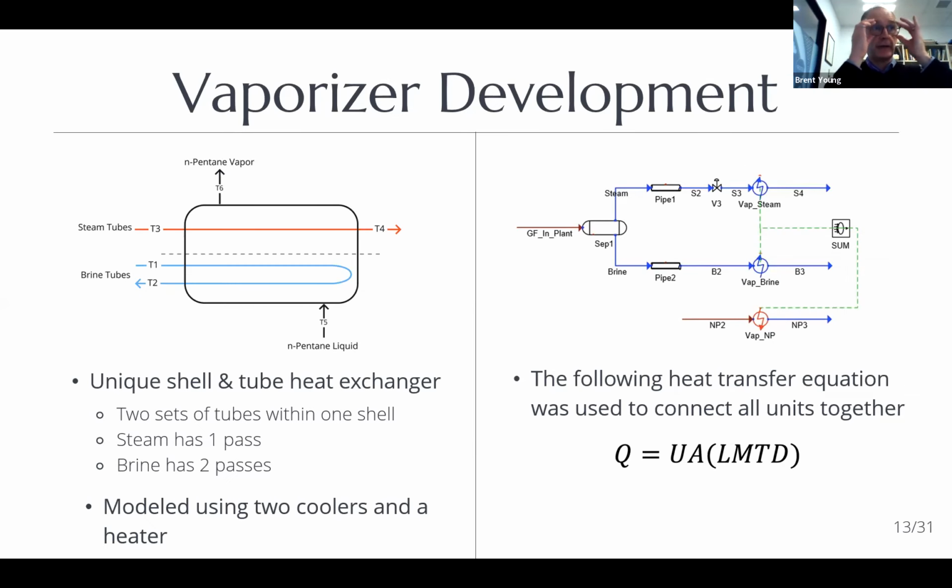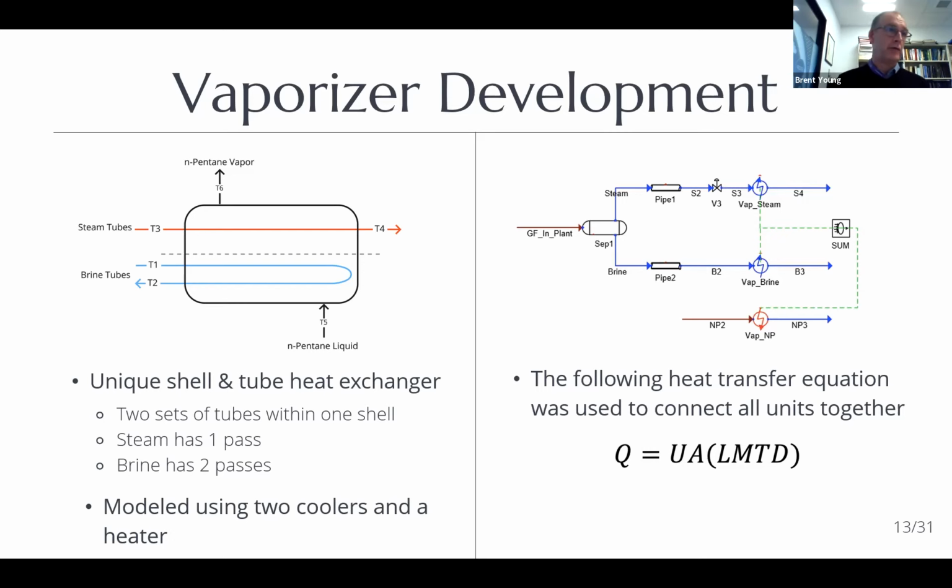The vaporizer itself is schematically shown here on the left-hand side. It's a bit of a unique design in that there's 2 sets of tubes within one shell. Steam has 1 pass straight through the vaporizer, but the brine has 2 passes.